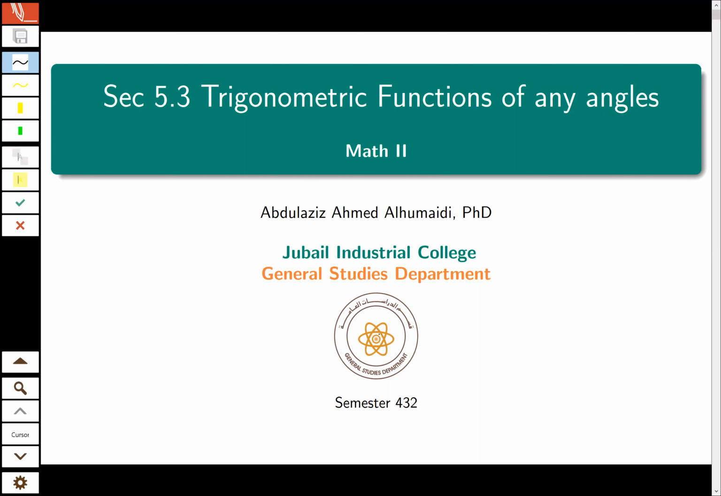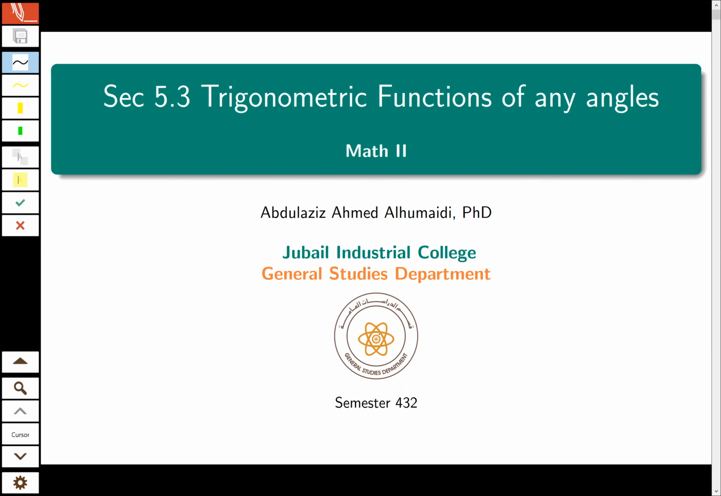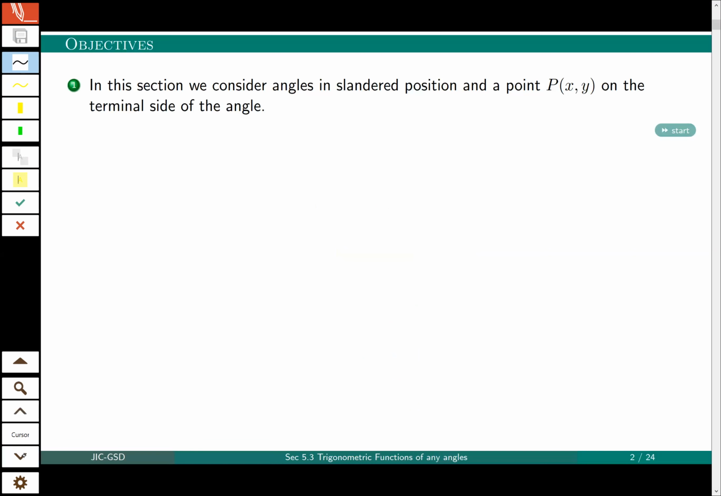Bismillah ar-Rahman ar-Rahim. We will record today an important section in Math 2, which is trigonometric functions of any angles. In this section, we will consider angles in standard position. Standard position.